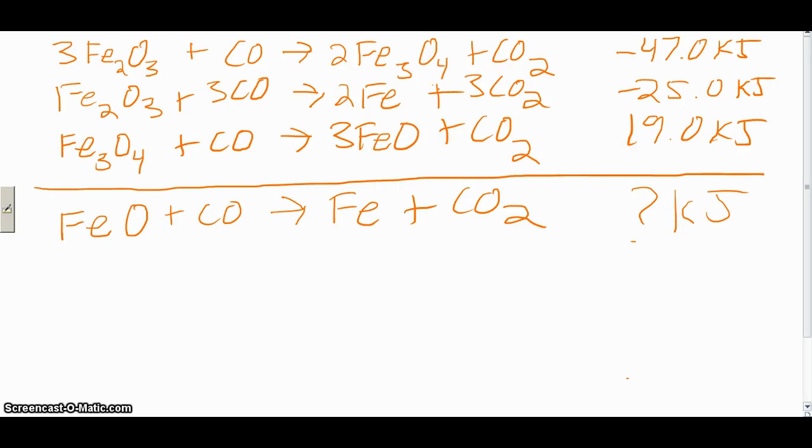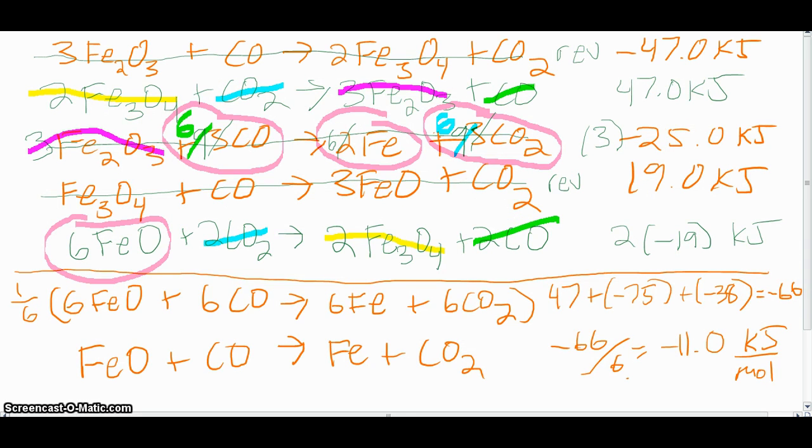Here's another practice problem for you to do. Find the enthalpy of the overall reaction using Hess's law. Okay, so for our answer, we got negative 11 kilojoules per mole. We had to reverse this reaction and this reaction. We also had to multiply this reaction by 2. And then this one we had to multiply by 3.